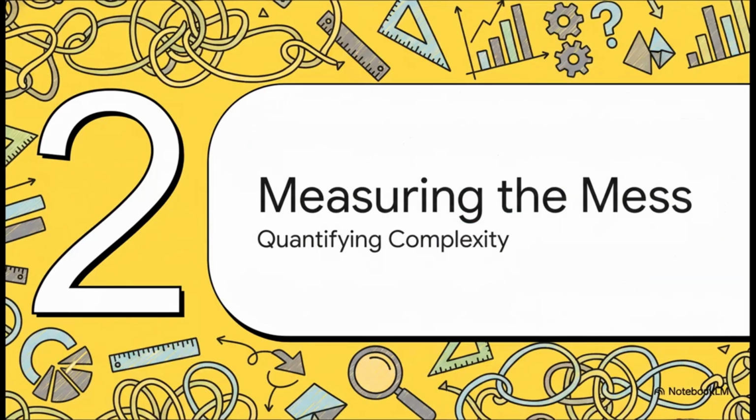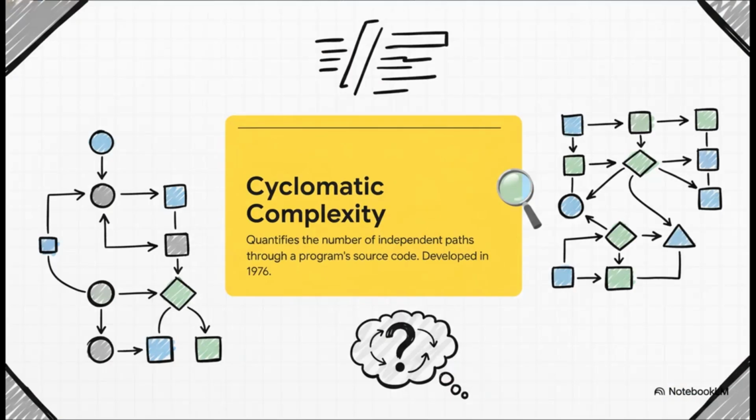So we've seen how code can turn into a tangled mess. But what if we could measure it? Is there a way to put an actual number on how complex a piece of code really is? Turns out there is. Way back in 1976, a guy named Thomas McCabe came up with a metric he called cyclomatic complexity. It's a formal way to count up all the unique, independent paths a program can take. The higher that number, well, the more complex your code is.